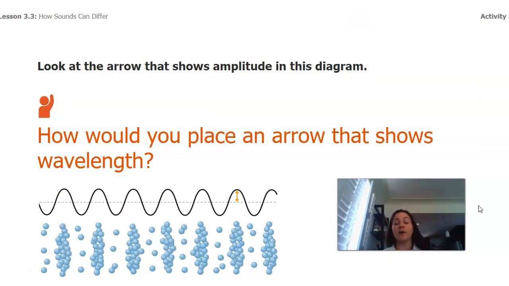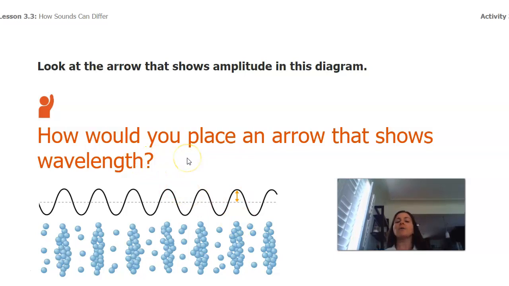Now, this is gonna be a great way to check your answers that you just wrote down. So we're gonna look at the arrow that shows amplitude in this diagram. Look at the arrow that shows amplitude. I see this orange arrow here. It's showing from the middle of the wave to the crest, the peak.